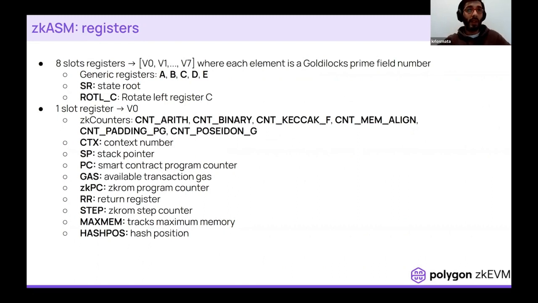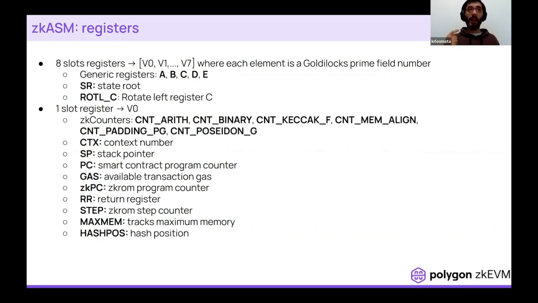We have another register, which is the context. I already mentioned that when I introduced the regions of the zkEVM, and it basically helps us to move through the memory regions. We have the stack pointer, which also helps us to move in the memory regions. We have the program counter. The program counter is a register that will tell us in which position of the smart contract bytecode we are going to read the following bytes. It's important to notice here the program counter is regarding the smart contract that we are reading.